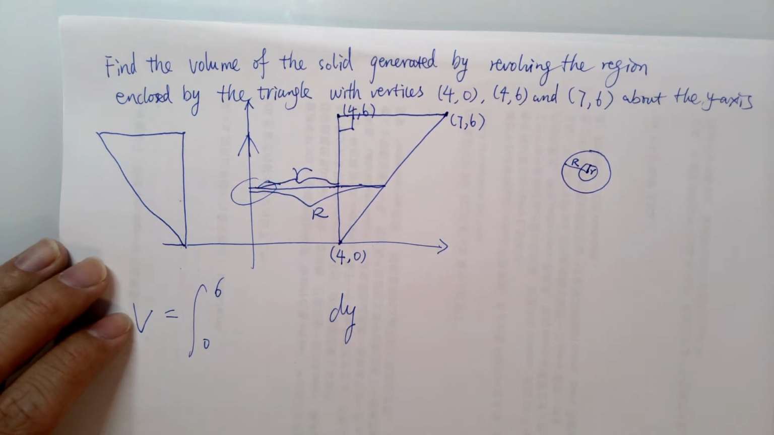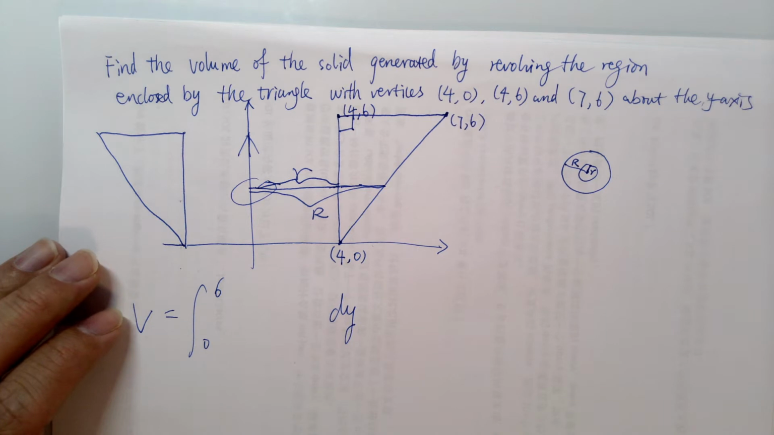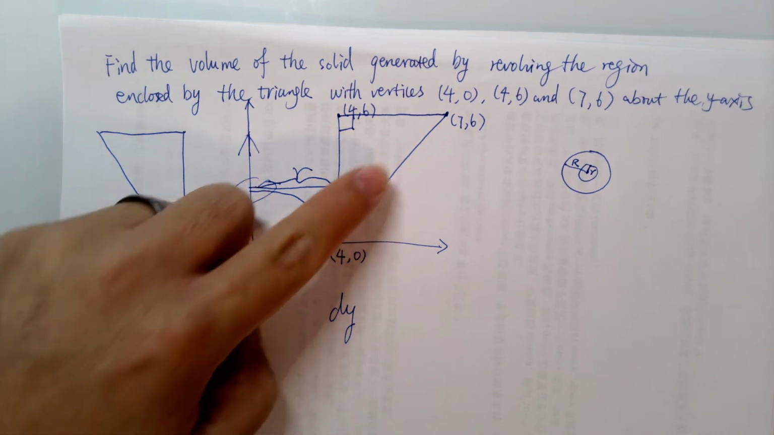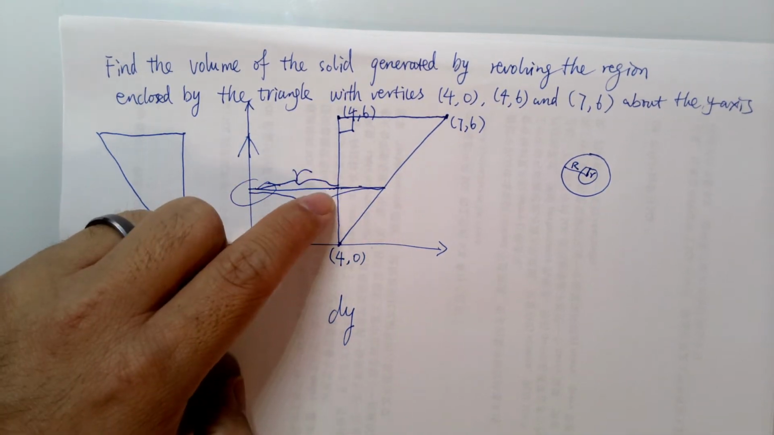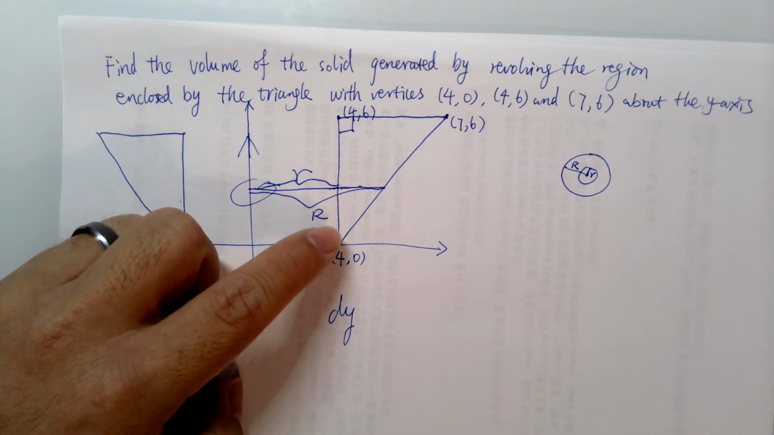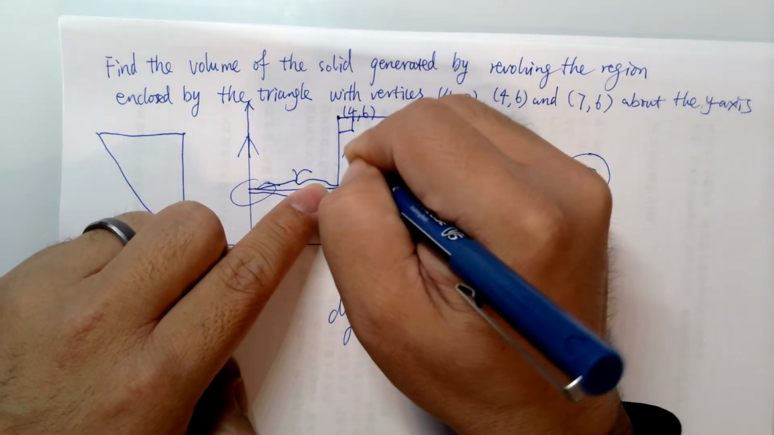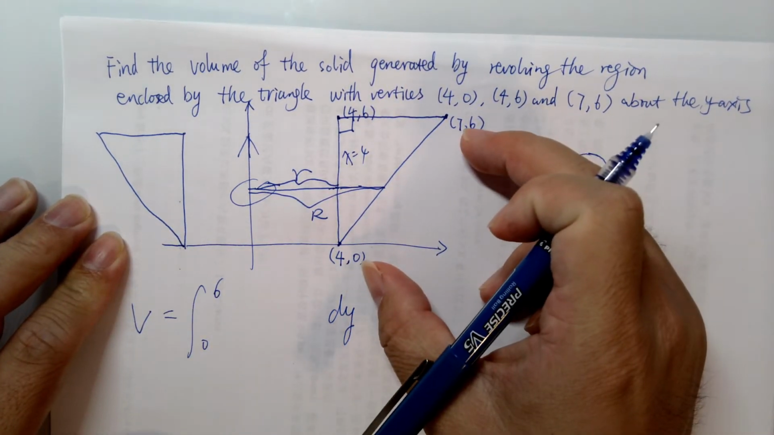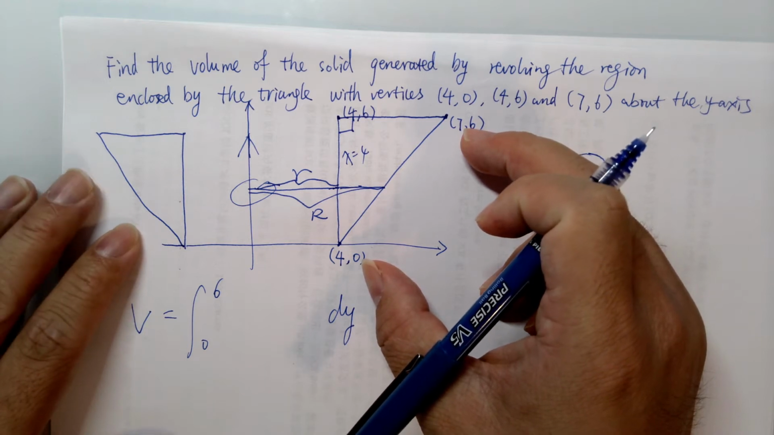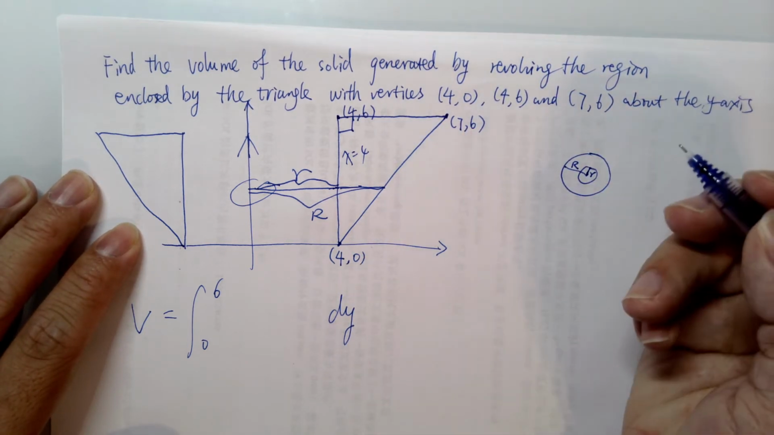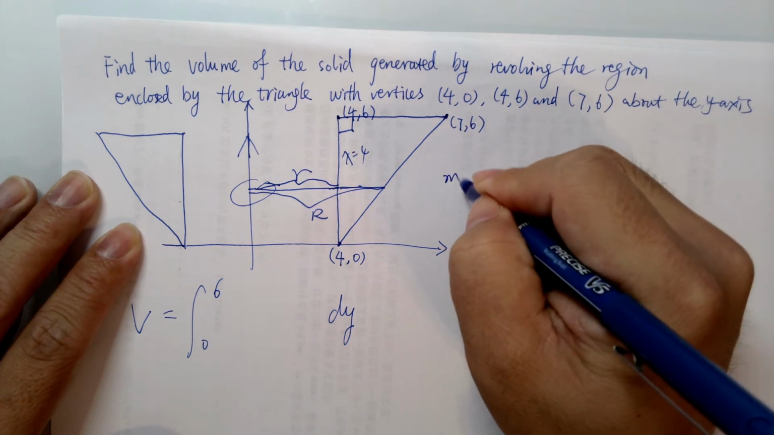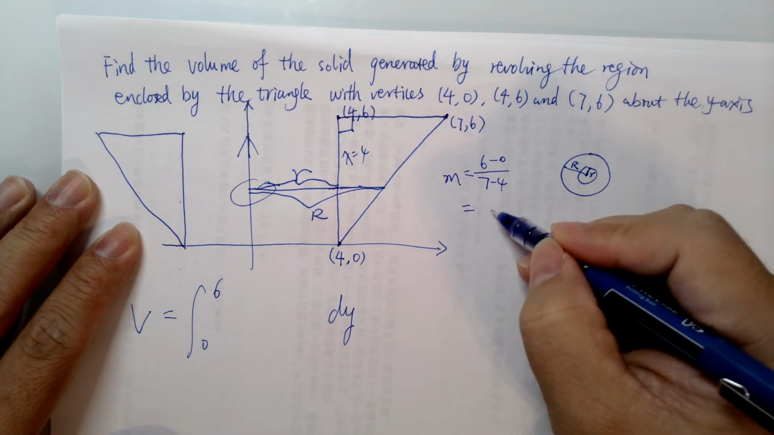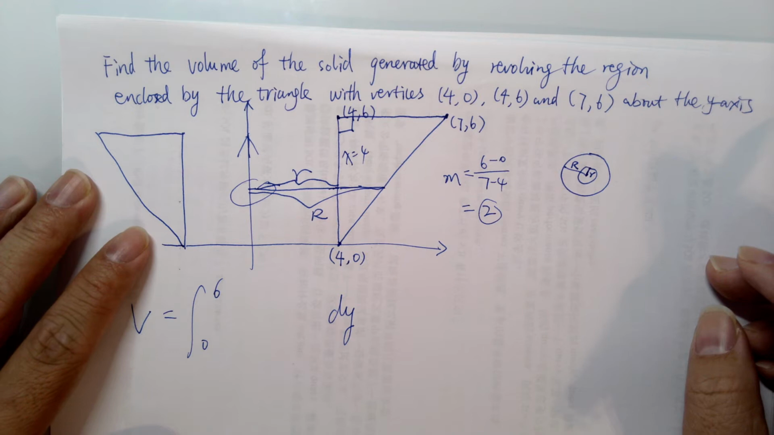So the next thing is we need to figure out the equation for this line, because this one there's nothing wrong with that. This is just x equals 4, right? So this line is a vertical line. And then how do we handle this? Well, we got those 2 points, right? So you can very easily figure out that the slope is going to be 6 minus 0 over 7 minus 4, which is going to give us 2, right?